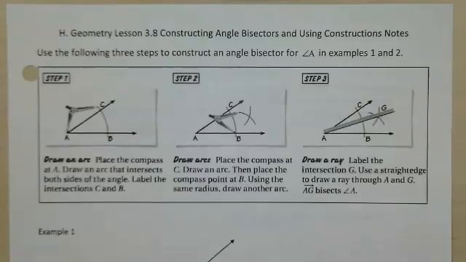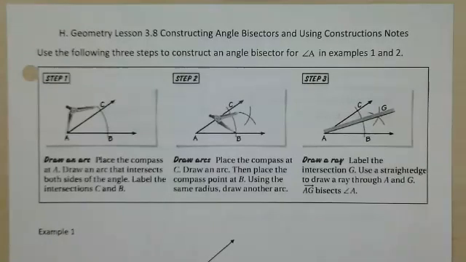So for our angle bisectors, it says you're going to follow these 3 steps here to construct an angle bisector for examples 1 and 2. An angle bisector is just something that cuts your angle in half. It's going to half your angle or split it into 2 congruent angles.